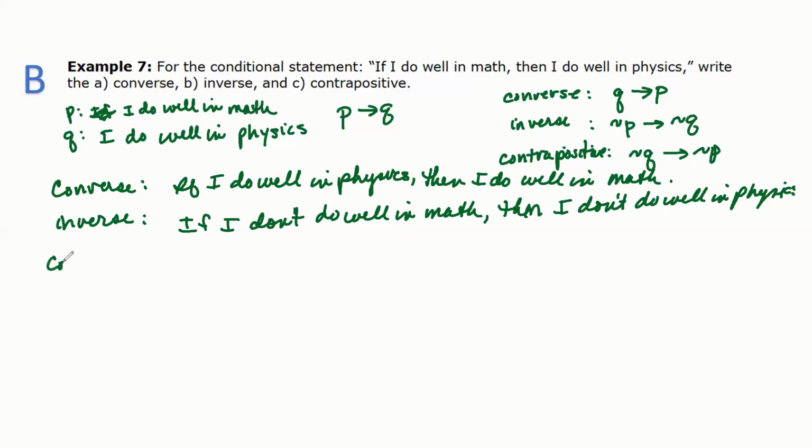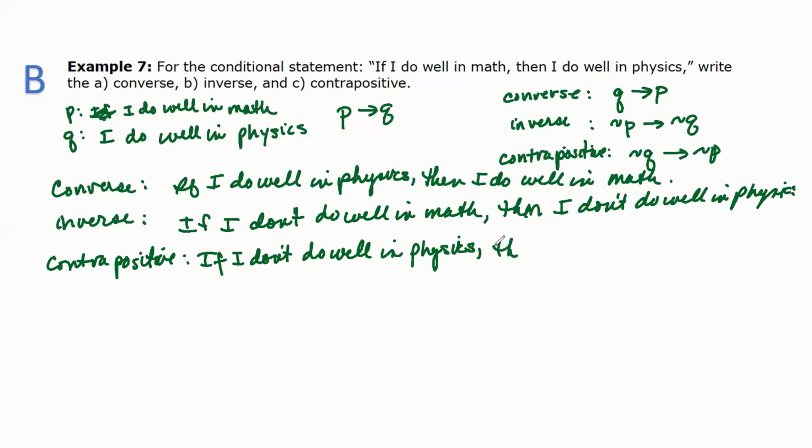And the contrapositive, as our last, we switch and we negate. So we started with if I do well in math, then I do well in physics. So it will be if I don't do well in physics, then I don't do well in math.